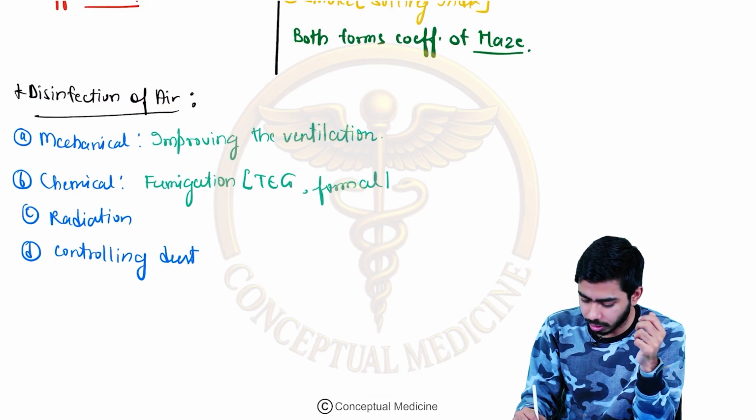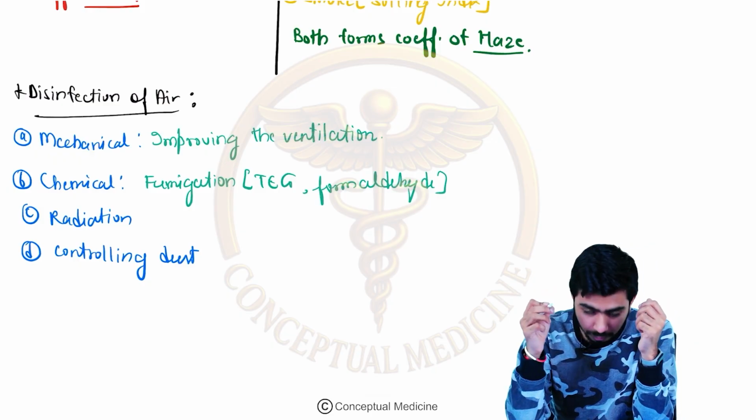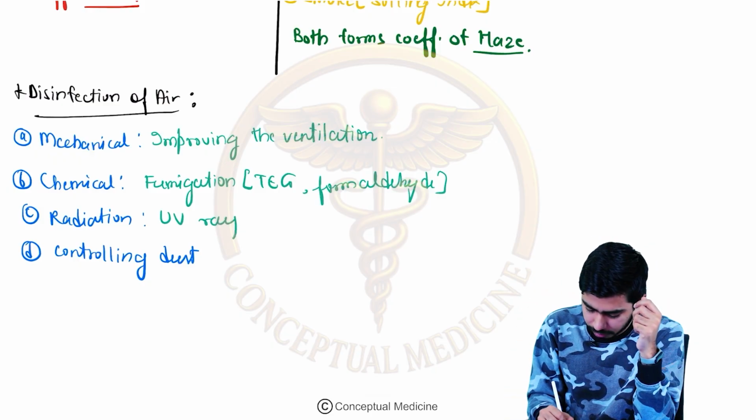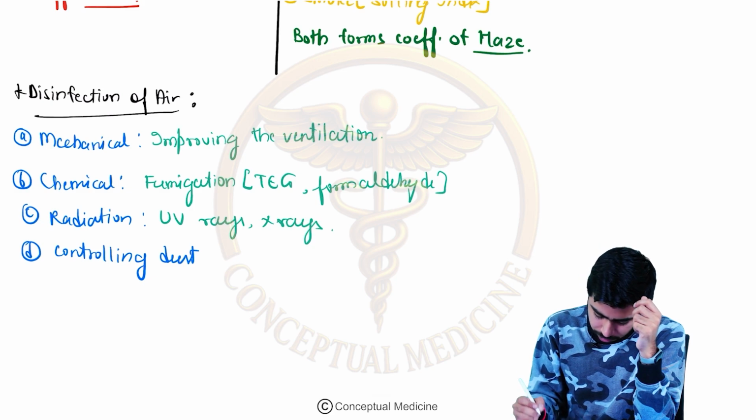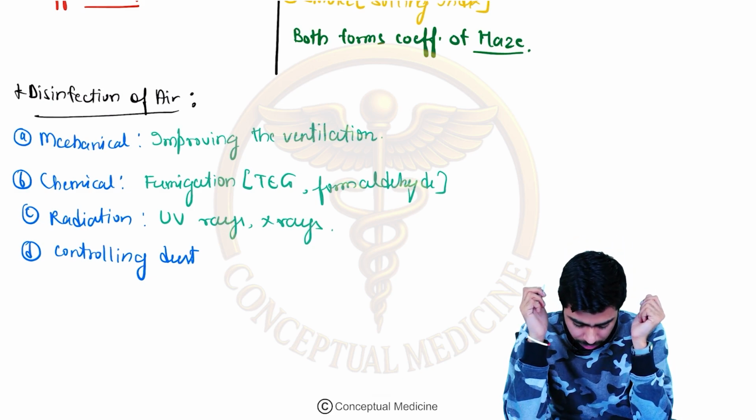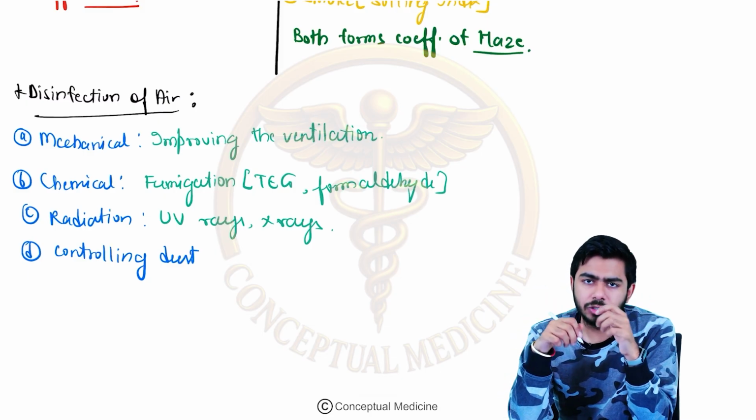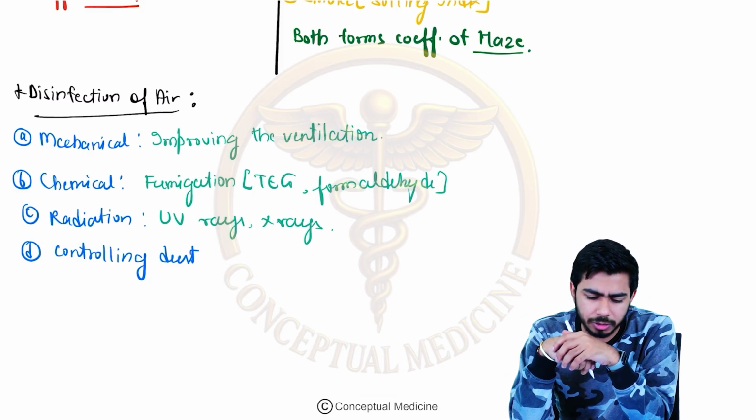What is TEG? Triethyl glycol. Triethyl glycol or formaldehyde. By the help of UV rays or X-rays, okay, they might be used for that. Okay, these are the radiation methods. So very commonly they are asking us about the disinfection of the air. Usually they are asking us about the chemical method of that.